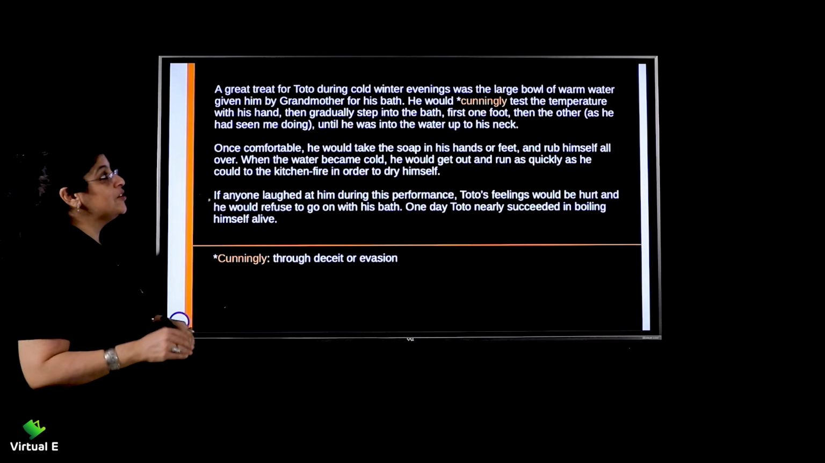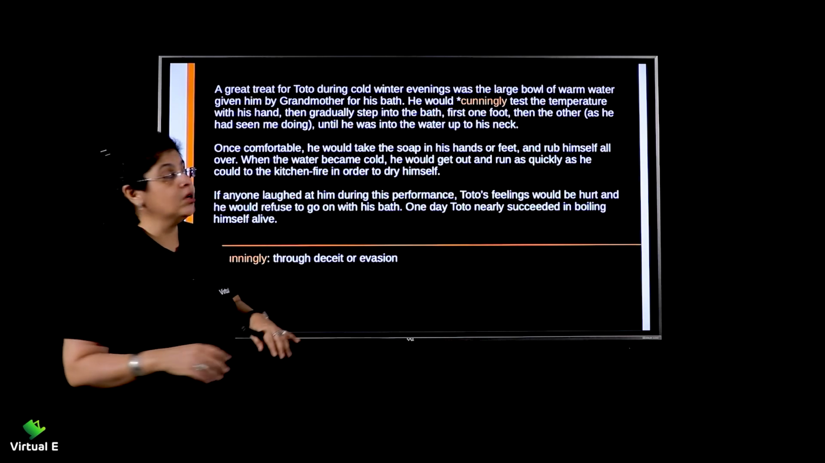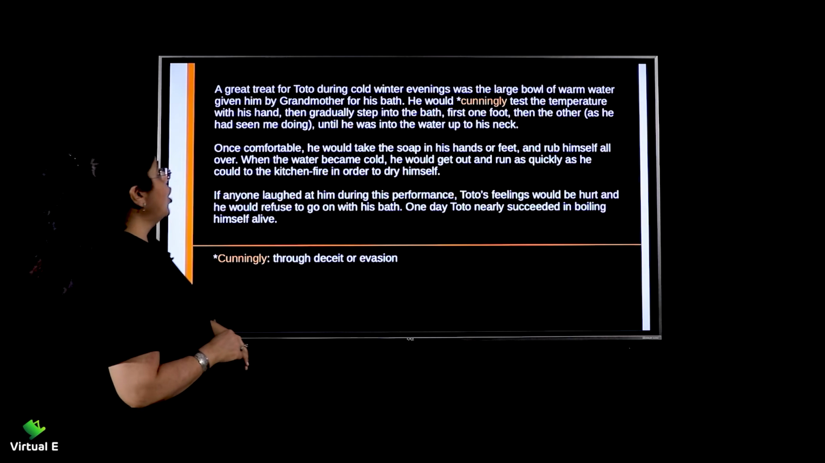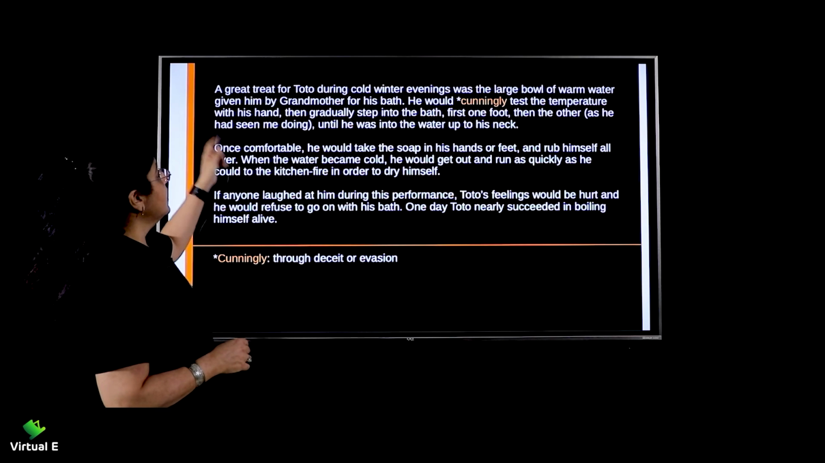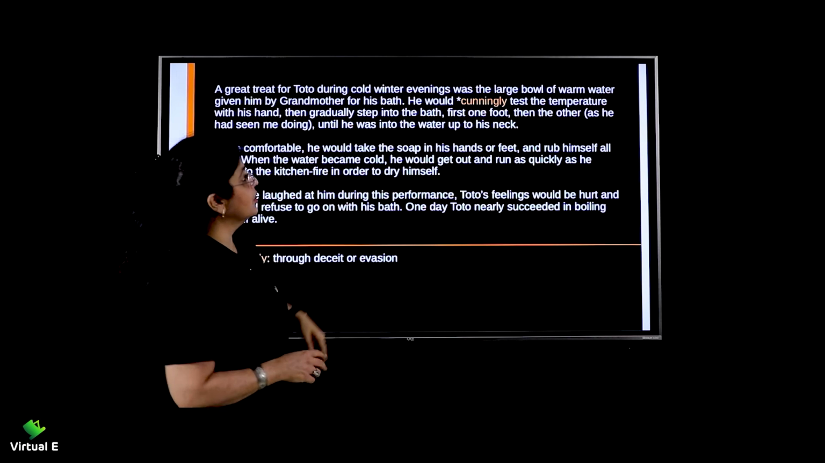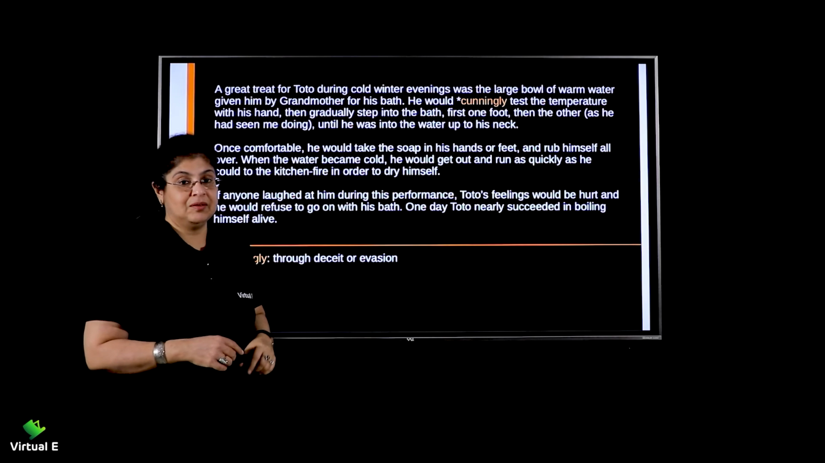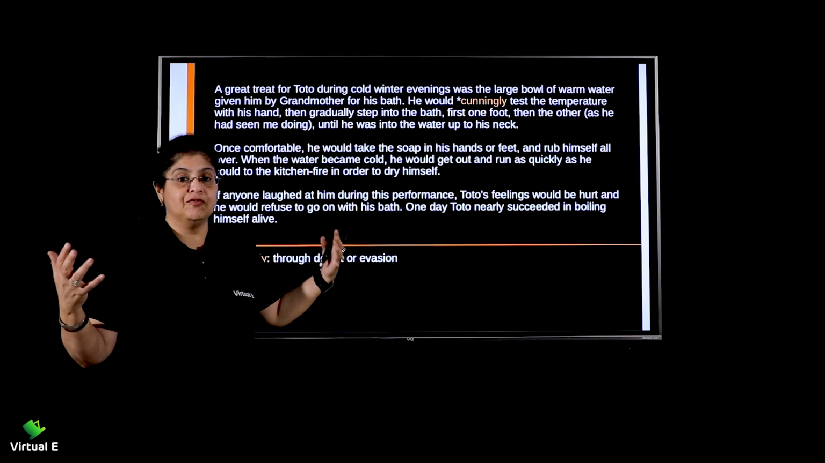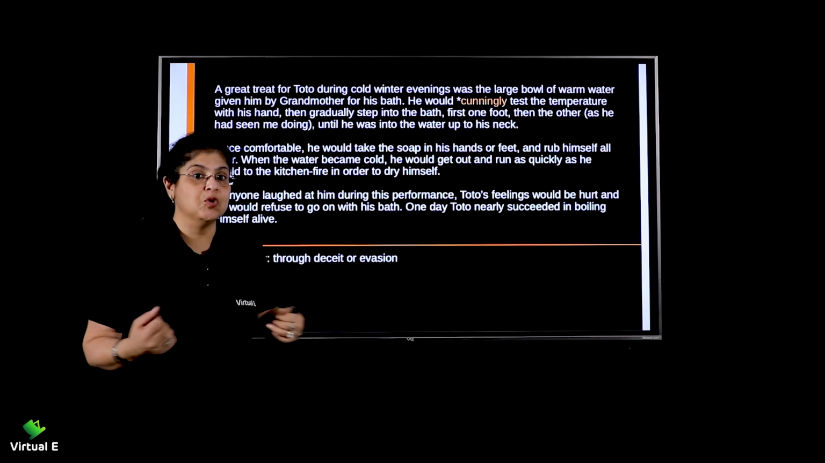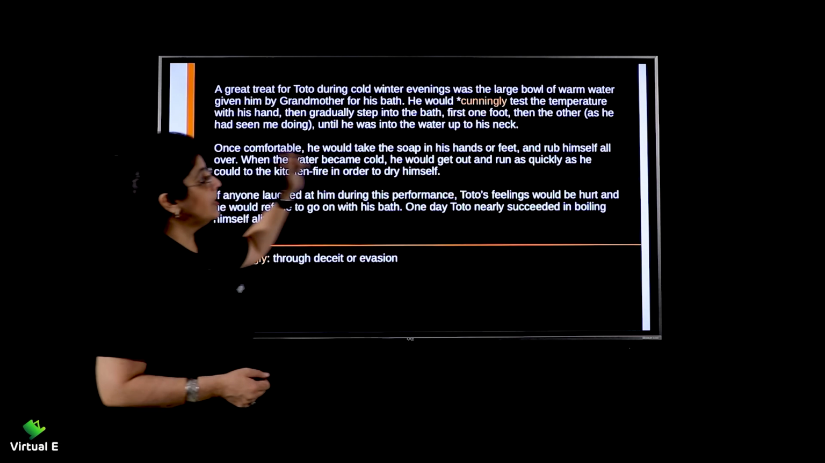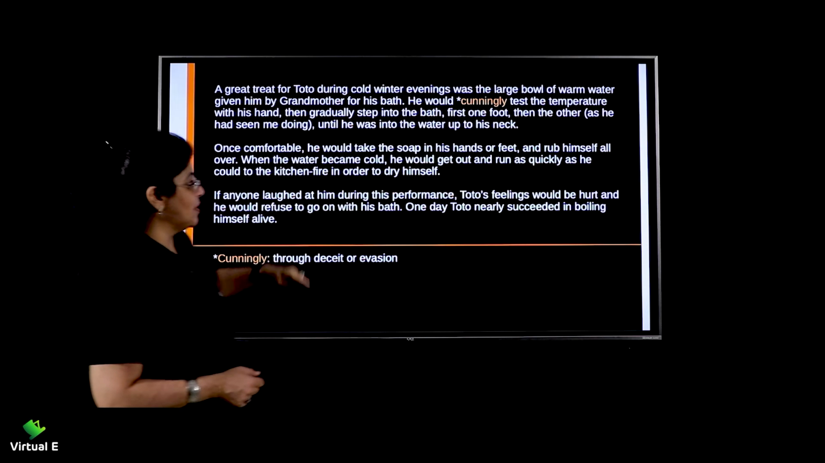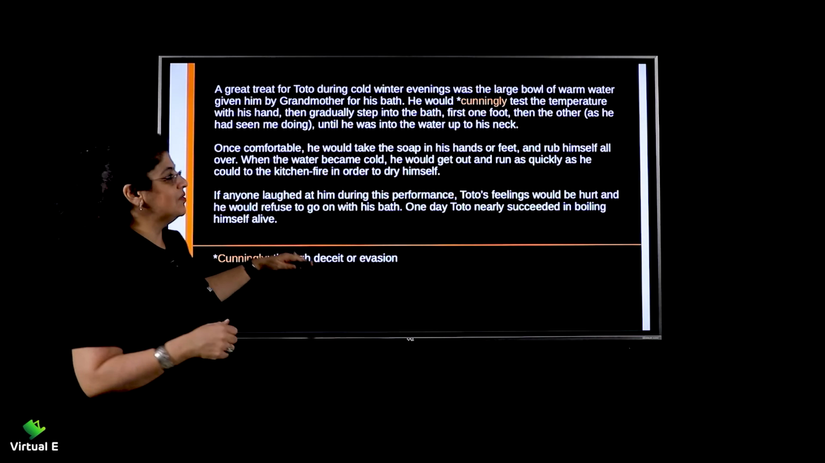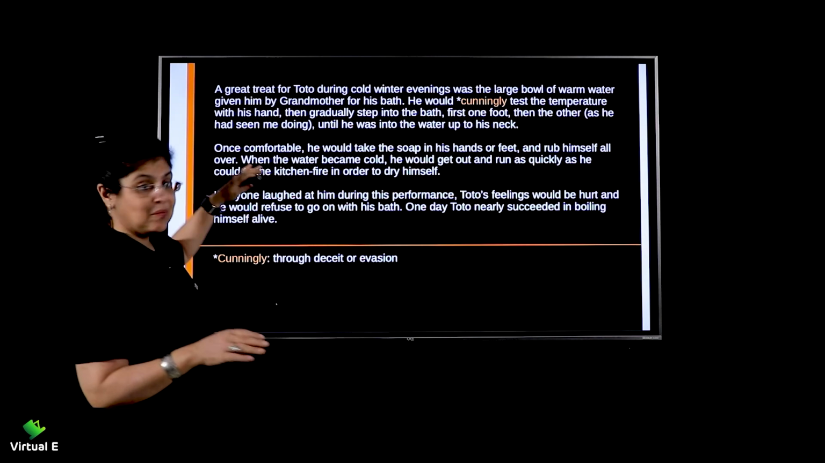A great treat for Toto during cold winter evenings was the large bowl of warm water given to him by grandmother for his bath. Now, he was given this big, large bowl of warm water where he was supposed to take his bath. He would cunningly test the temperature, cunningly as in through deceit or evasion, very smartly. He would test the temperature with his hand.